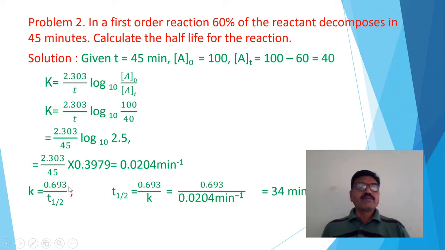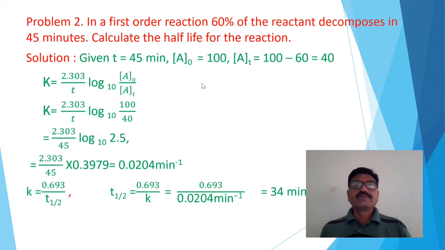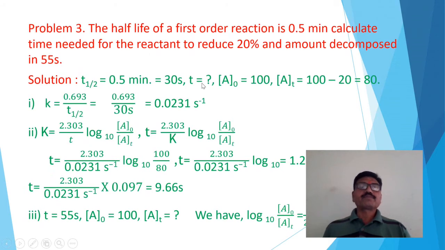Then we have to calculate the half-life, T half. So we have the formula: T half is equal to 0.693 upon k. Substitute the value of k here, we will get 34 minutes. So in this way. See one more numerical.